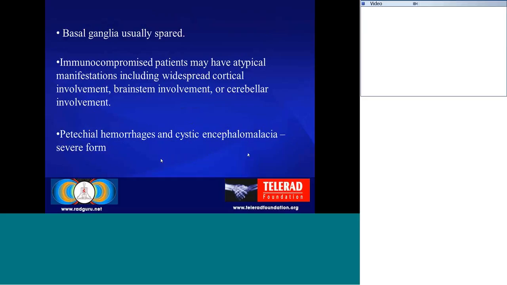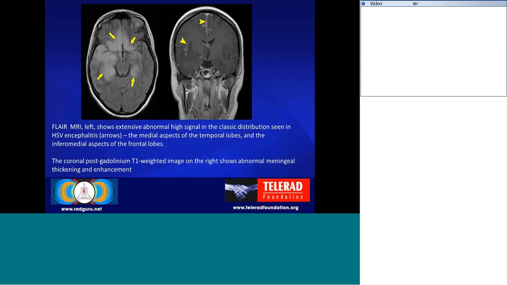In immunocompromised patients, there may be widespread cortical involvement, and even brainstem and cerebellar involvement. And if there is development of petechial hemorrhage and cystic encephalomyelitis, it indicates a severe form of herpes encephalitis, and it's associated with a bad prognosis.